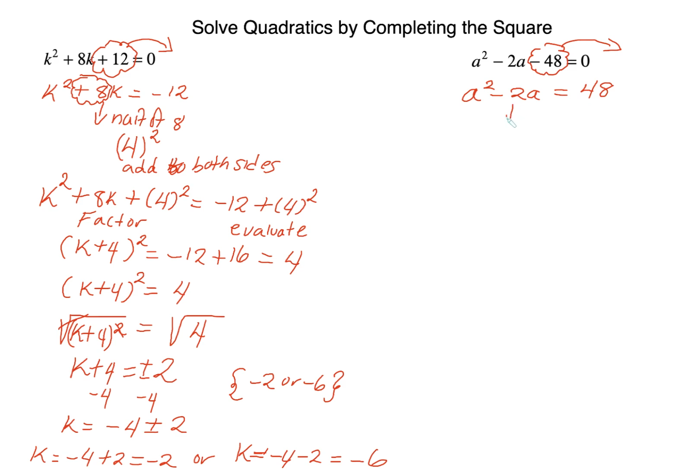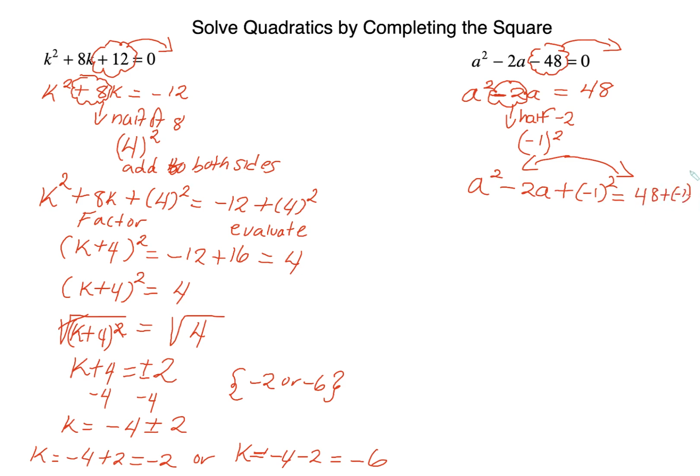Remember, we're going to take half of your b. Now your b is negative 2. So I'm taking half of negative 2. Half of negative 2 is negative 1. So remember, take the sign that is in front of your b. And remember, we're going to have to square it, and then you're going to have to add it to both sides. So I get a squared minus 2a plus negative 1 all squared equals 48, and I'm going to add negative 1 all squared.